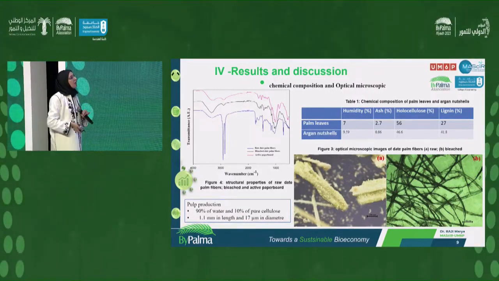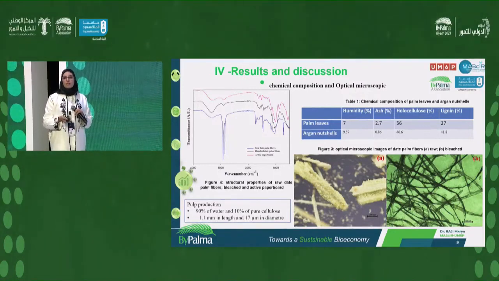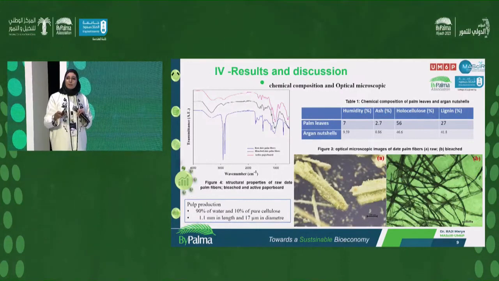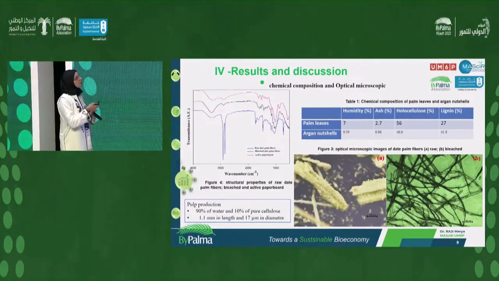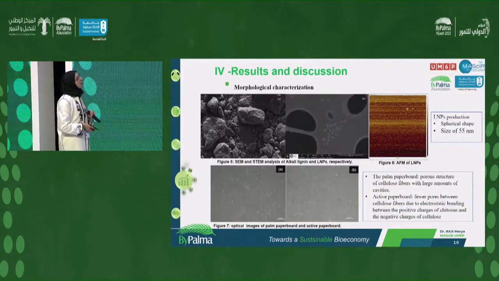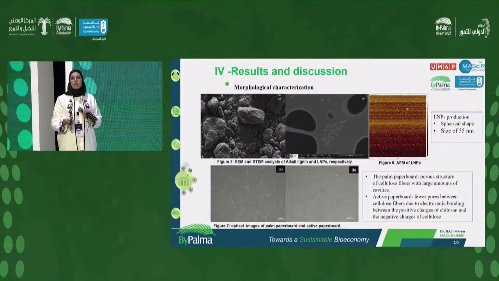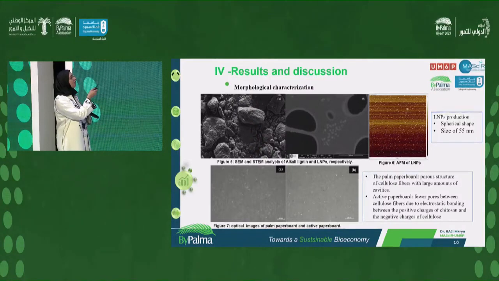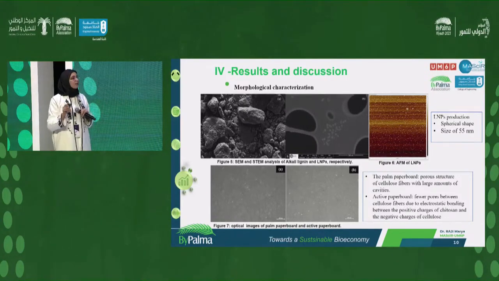Here we have optical microscopy images, which confirm that we have a successful defibrillation of cellulose fiber to 1.1 millimeter in length and 70 micrometer in diameter. This result is close to that of wood cellulose fibers used for paper making. Here we have the SEM and STEM images of alkali lignin and then of lignin nanoparticles, which confirm that we have produced lignin nanoparticles with a spherical shape and around 55 nanometers in size.